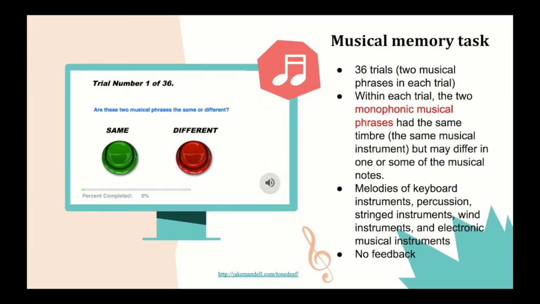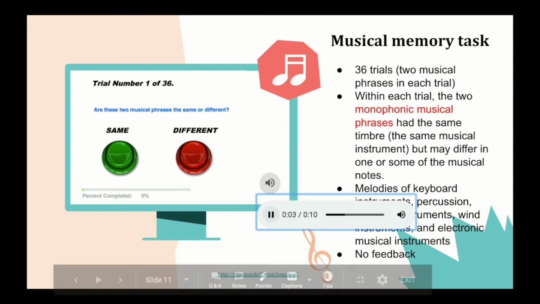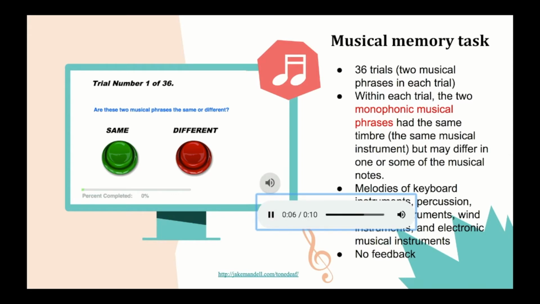The first task was a musical memory task. There were 36 trials in which there were 2 monophonic musical phrases, and they had the same timbre but may differ in one or some of the musical notes. Here is an example. The listener had to judge whether the 2 musical phrases were the same or different. The melodies included keyboard instruments, percussion, stringed instruments, wind instruments, and electronic musical instruments. There was no accuracy feedback in this task.